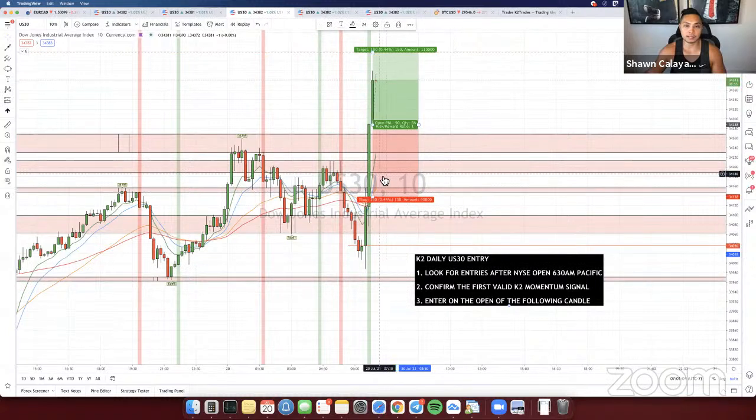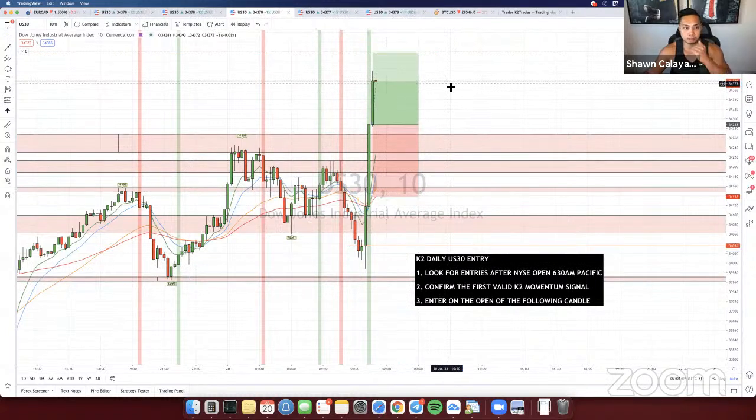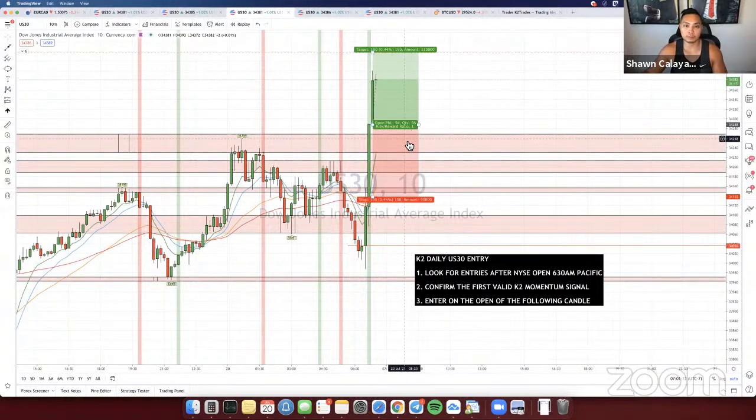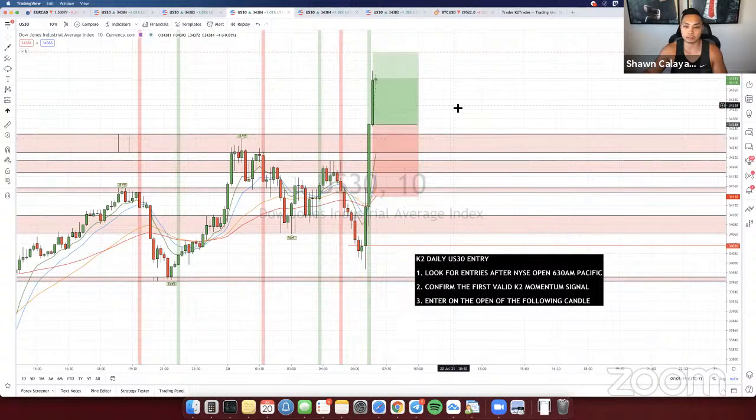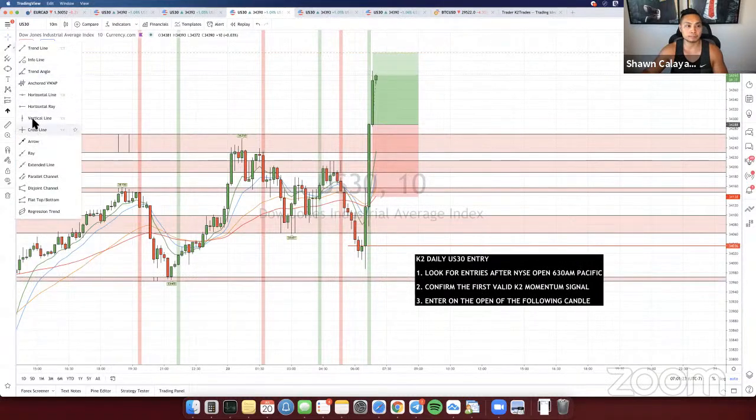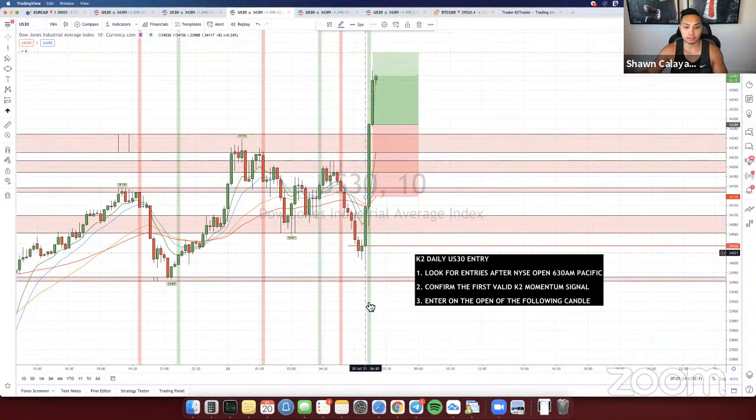We haven't used it because it hasn't really been moving much. We've only been getting like 1,000 pip moves during the session. And the problem with that is, this won't confirm, like we want to close this trade before the market closes. So looking at this right here, look for entries after New York Stock Exchange open, which is at 6:30 a.m. And that would be right over here, right? I have it marked up.